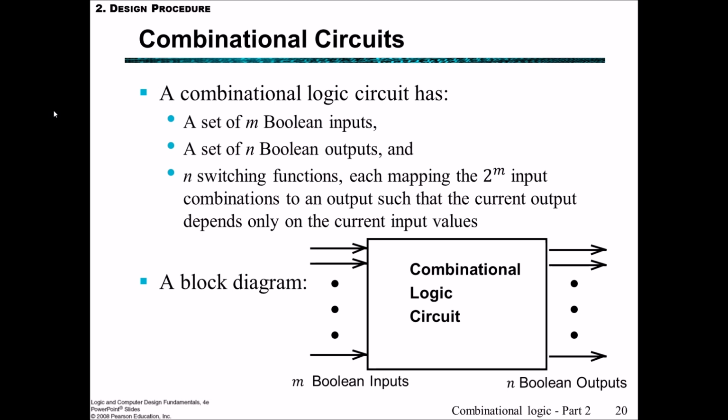First of all, we need a general statement about combinational circuits. Although we've looked at them a lot before, we can just say that a combinational circuit has a set of m Boolean inputs and a set of n switching functions, each mapping the 2^m input combinations to an output, such that the current output depends only on the current input values. This is an important characteristic of combinational logic circuits, and you will see how that differs once we get to the next lecture on sequential logic circuits, because there we also store the system state. Here's the block diagram showing the inputs, the combinational logic circuit, and the outputs.